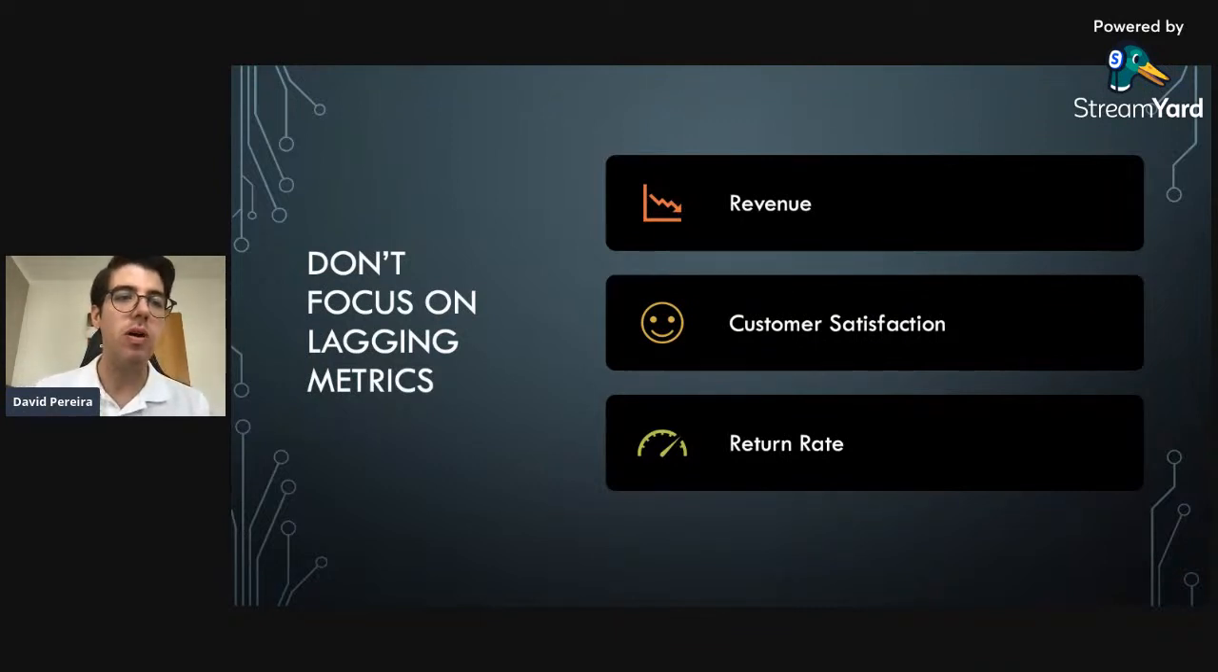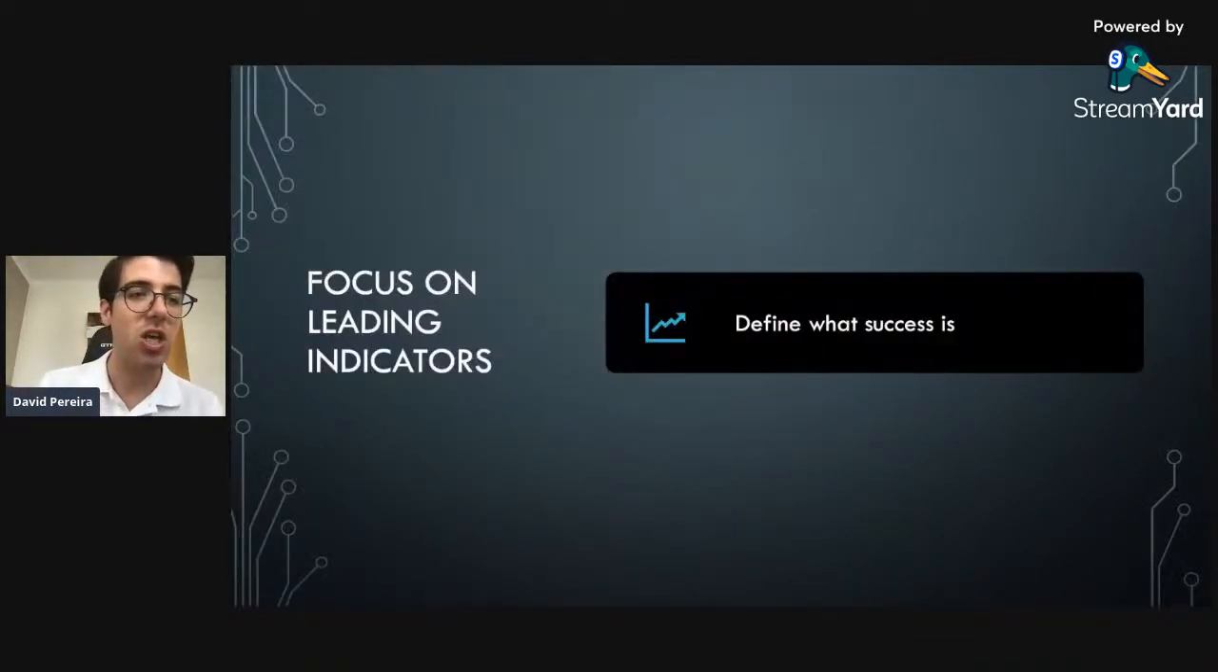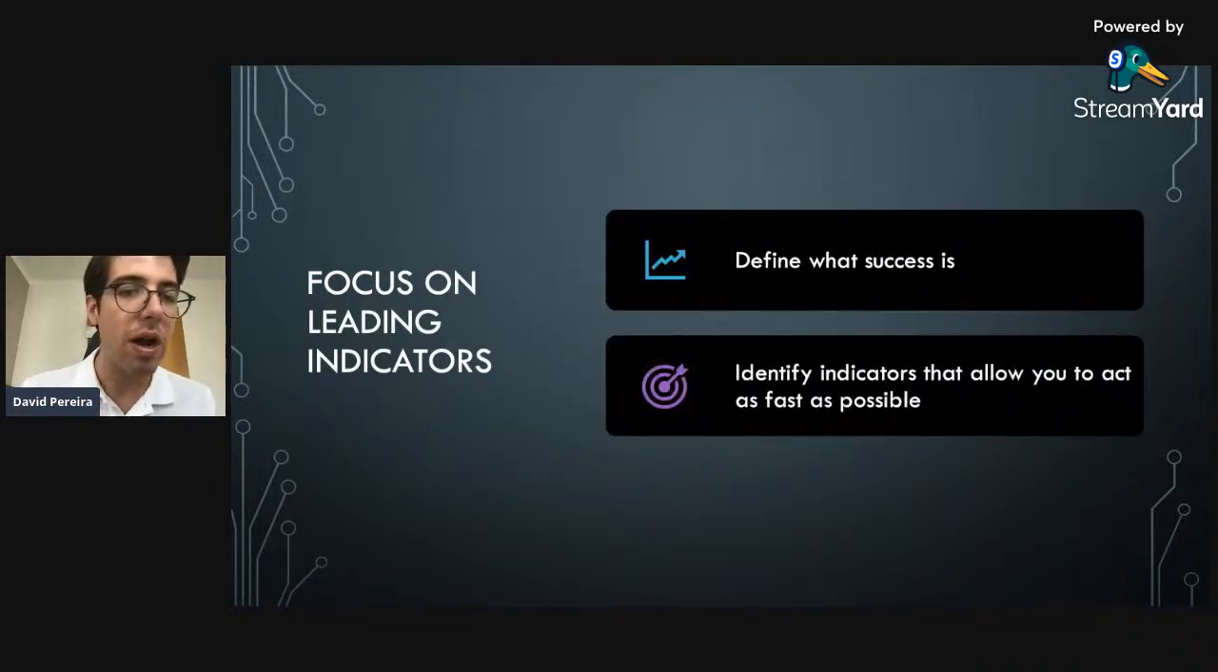And these are what fools us. We cannot act on these. Great product owners, on the other hand, will do something different. You will focus on leading indicators. You define what success is. For example, success is a return rate of 20%. And then you think, what are the indicators that will show us we will get to this return rate?